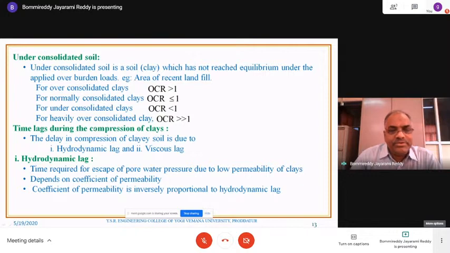Then time lags during the compression of clays. Normally, compression of clays takes place because of two parameters. One is hydrodynamic lag. That means time, because of the expulsion of the pore water the soil is going to compress. That is called the hydrodynamic lag. And another one is viscous lag.